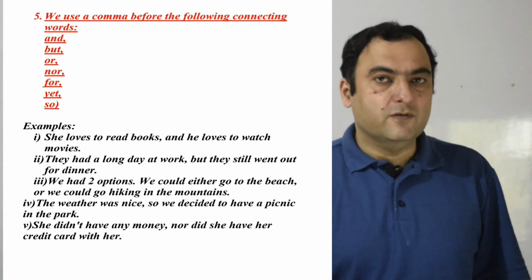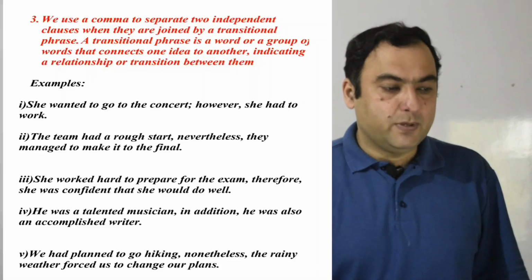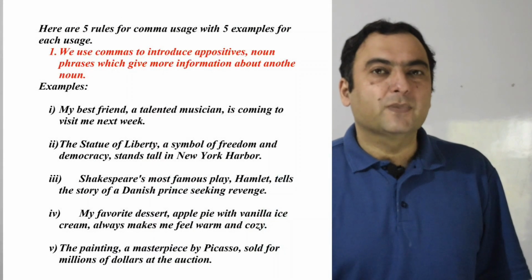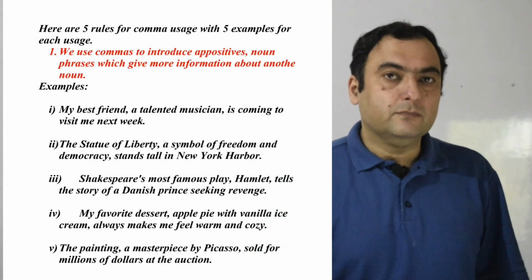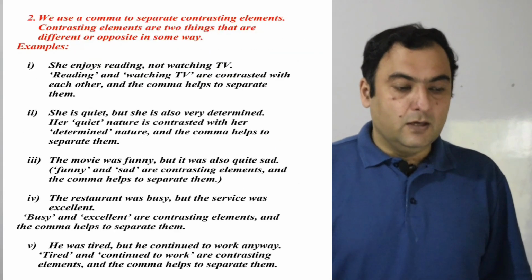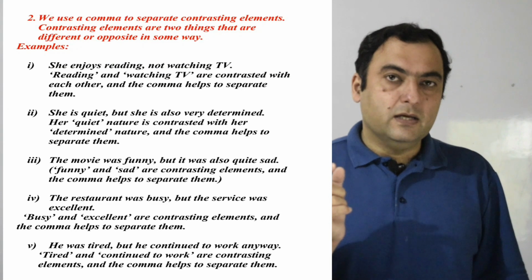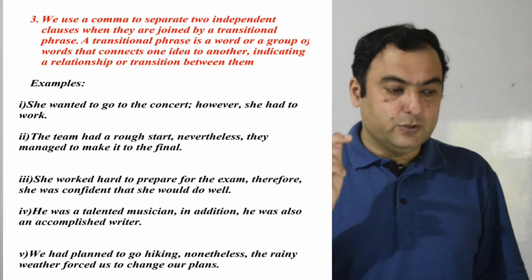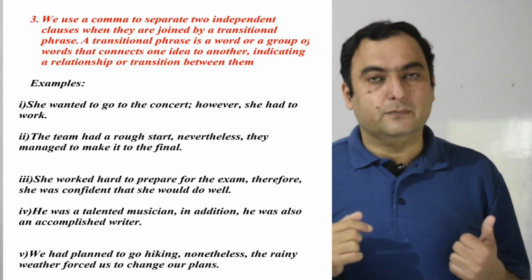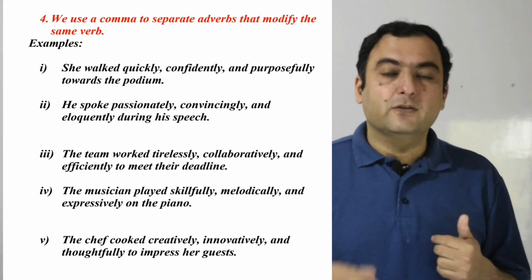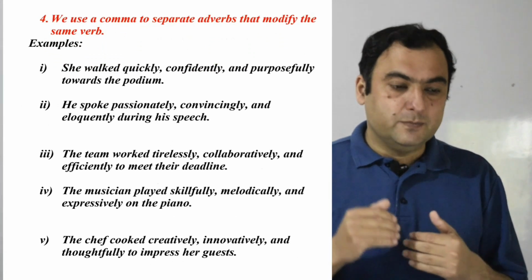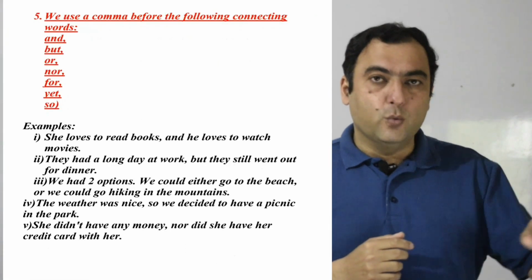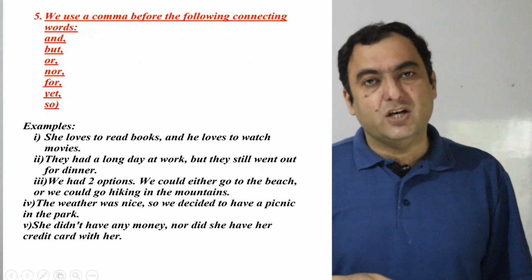And before we end our video, let's have a quick recap. The first rule is, we use commas to introduce appositives, which are non-essential information about the subject maybe. We use commas to signal contrasting information. We use a comma to separate two independent clauses when they are joined by some transitional phrase. The fourth rule is we use a comma to separate adverbs that qualify the same verb. And the last rule is we use commas before the following connecting words, before the following conjunctions.